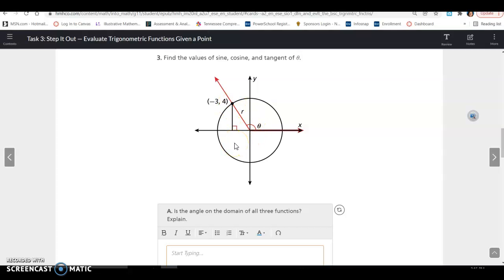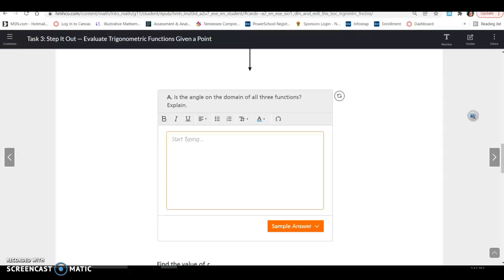That's one of your special right triangles that you see a lot on the ACT. But just because it's in quadrant 2 makes your x negative, but it still kind of works the same thing. So again, this is going to be your Pythagorean triple, 3, 4, 5. So that's going to have this side length will be negative 3, this one will be 4, and your radius would be 5 units. All right, so you could easily find opposite over hypotenuse, adjacent over hypotenuse, and opposite over adjacent using that information. So it says, is the angle on the domain of all three functions?